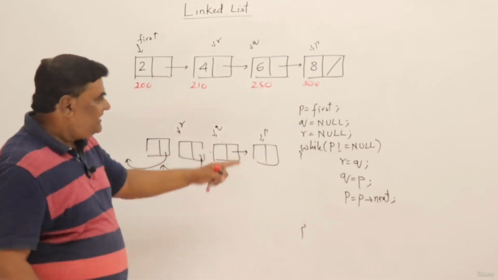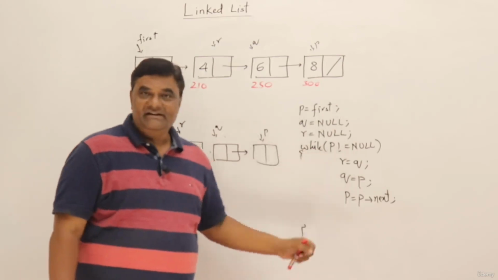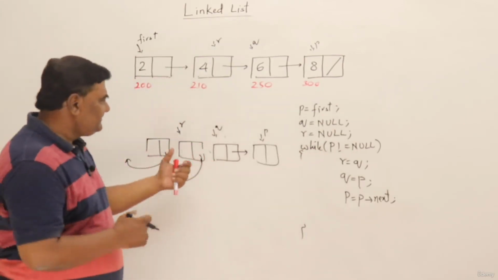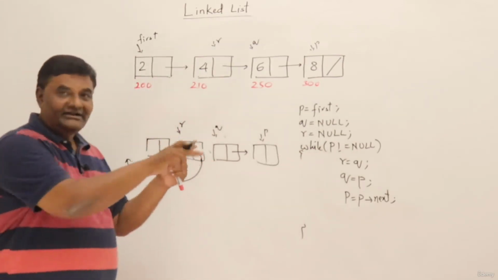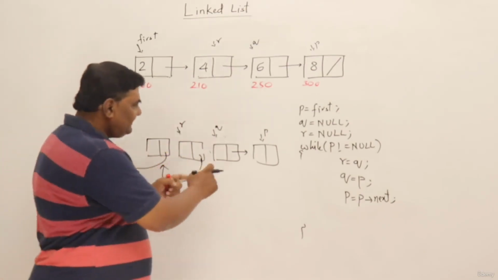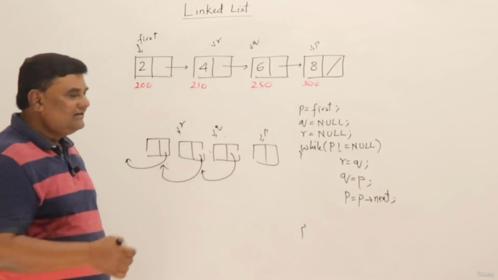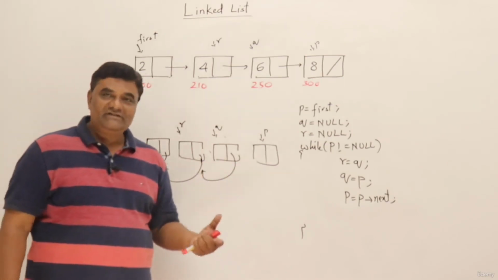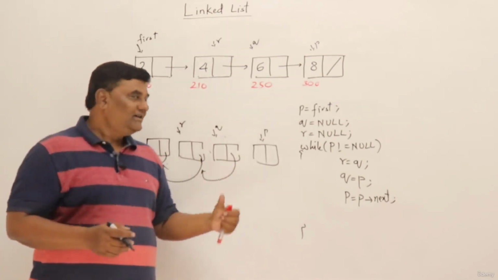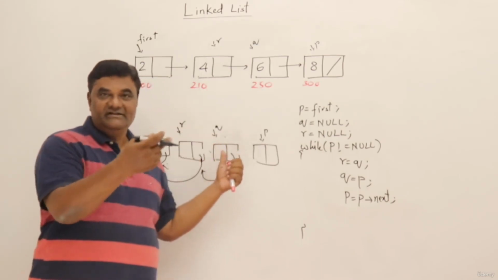That's the reason I already explained what sliding means. So how to reverse this? Slide and reverse the link. After they have slid, say Q's next is assigned R. That's it. So we need to do 2 things: slide 3 pointers, and with the help of Q, reverse the link.